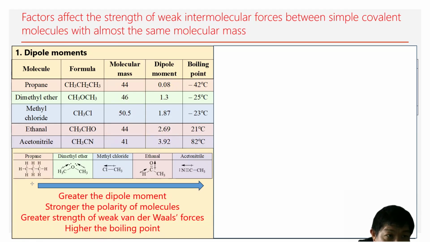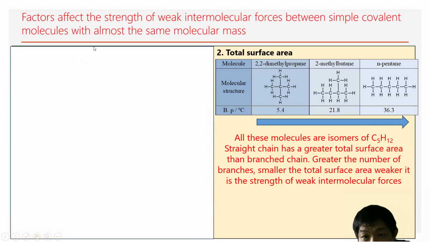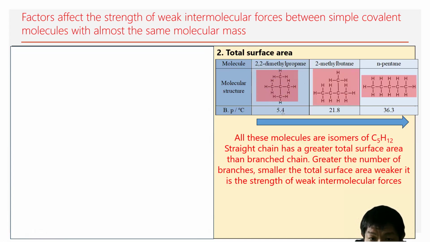And then the second factor is the total surface area. These are all isomers of C5H12. It seems that n-pentane has the highest boiling point among all of them, followed by 2-methylbutane, while 2,2-dimethylpropane has the lowest boiling point. This can be explained by stating that a straight chain has a greater total surface area compared to a branched chain. So what is a straight chain? A straight chain is a molecule that has no branch on it.